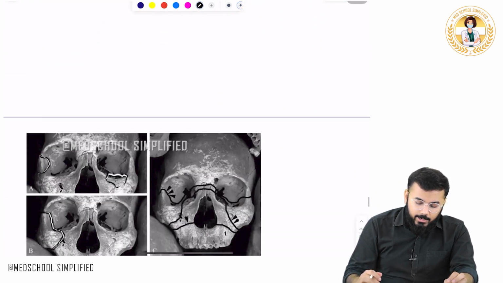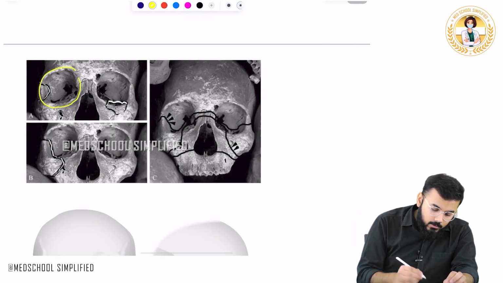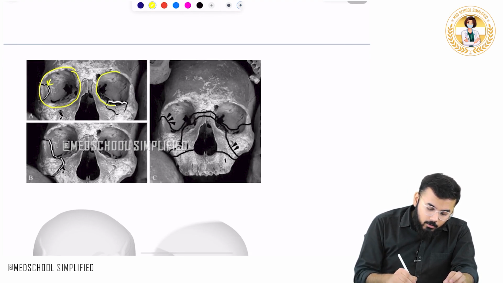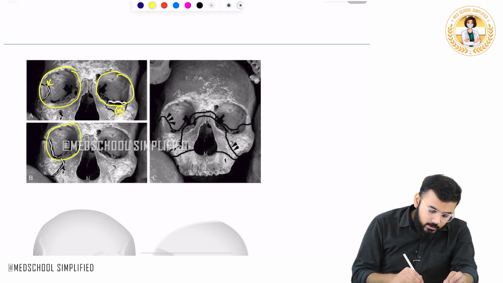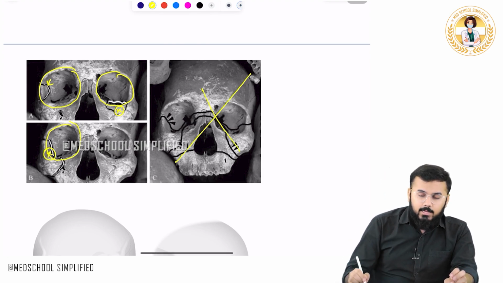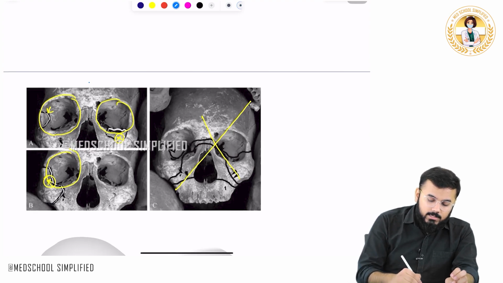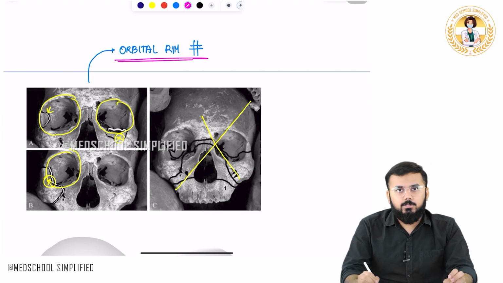So what is an orbital rim fracture? I told you the rim is broken. You see, let me draw the rim over here, right? The rim over here is broken. If I draw another rim over here, you see another rim is also broken. Here also, if I draw a rim, the rim is broken. These fractures, although the picture is not that clear, are called orbital rim fractures.